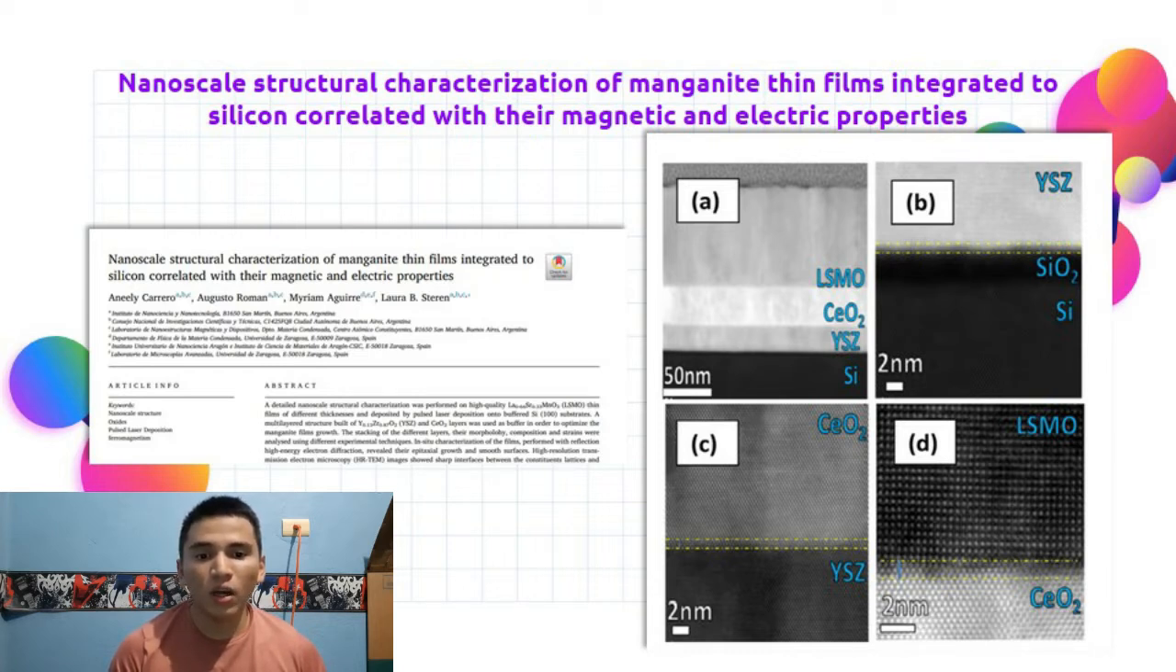integrated into silicon, correlated with their magnetic and electric properties, in which we can observe in these images a heterostructure of various compounds. Likewise, it is possible to appreciate interfaces and layers of 75, 30, and 20 nanometers respectively.